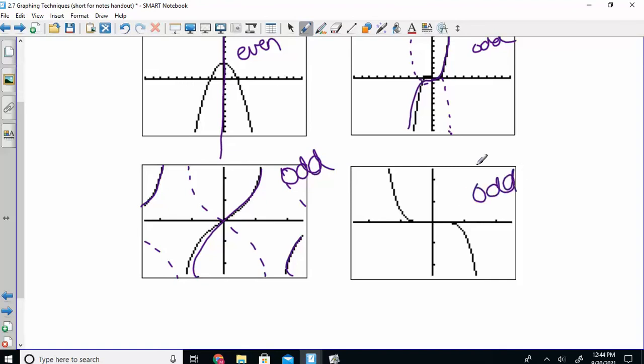About this one? It is also odd. If you flip it over the y, it looks like that. Then if you flip it over the x, it overlaps that original.